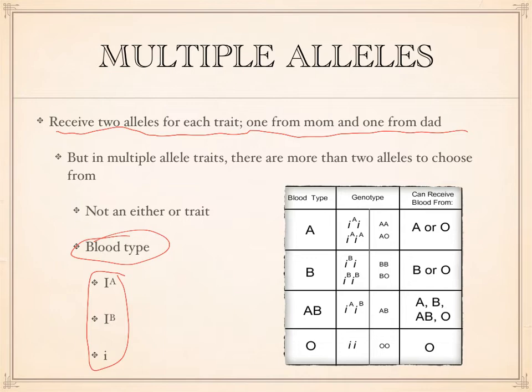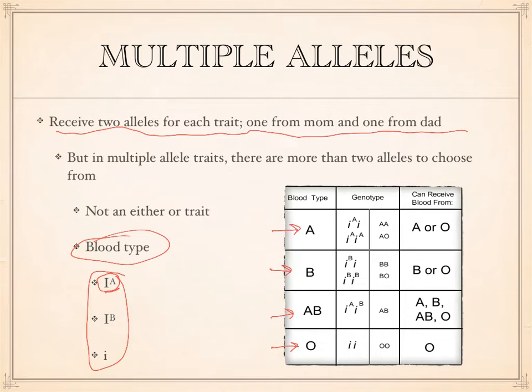And what you get is, you can get 4 different blood types, or 4 different phenotypes for blood. You can get type A, type B, type AB, or type O. Now what happens with this is, if you have I uppercase A, that is a dominant. It's going to be expressed if you have it.